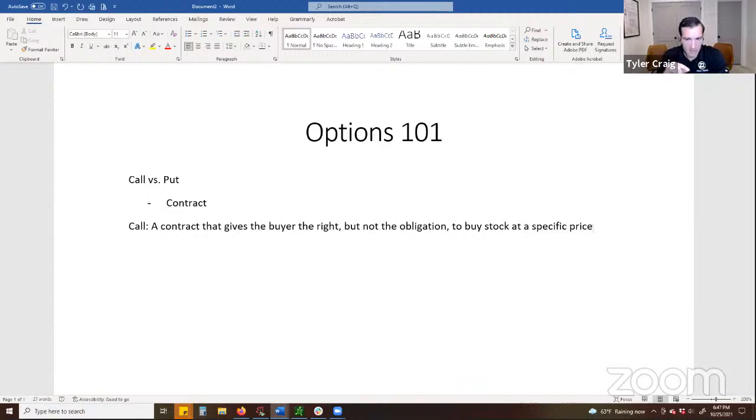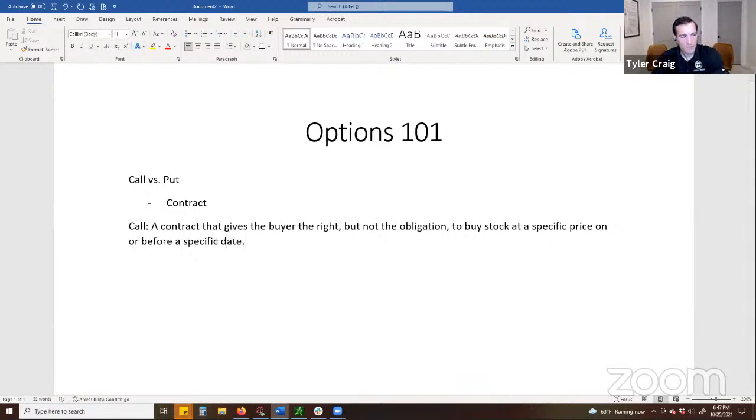So there's a price that's specified. Do I have the right to buy Apple for $100 or for $50 or for $500? It's specified in the contract. These contracts also have expiration dates. They don't last forever. So I have the right to buy this stock at a specific price on or before a specific date.